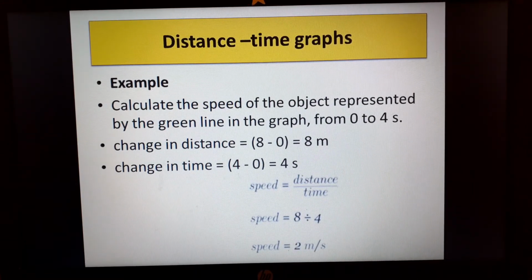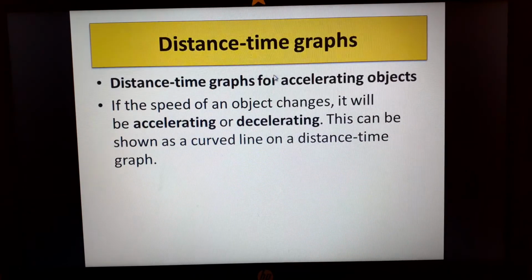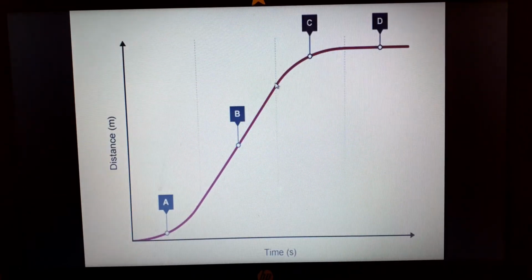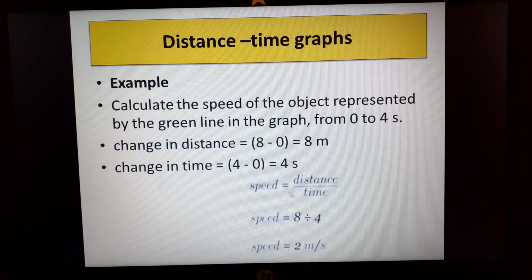Here's another example, the change from time 0 to time 4. So let's look at it. This is time 0 to time 4. What was the distance at this point? From 0 to 8, it was 8. So basically, this is how it's calculated. Distance is 8, time is 4, so speed equals distance over time, and that's it.